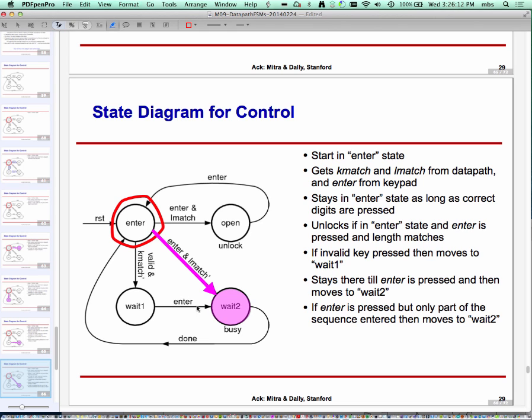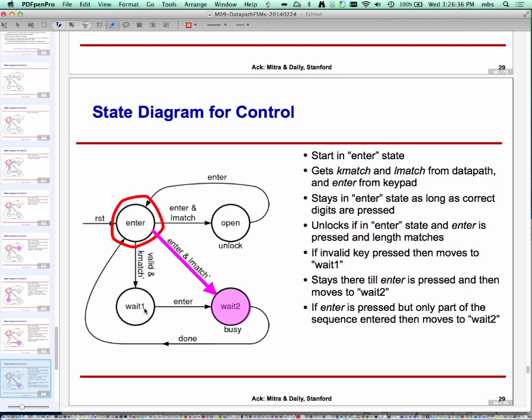So for example, what may happen is my code was 1, 2, 3, 4, 5, 6, 7. What I did was I pressed 1, 2, 3, 8. So 8 is invalid. So upon pressing of 8, I'll go from here to this wait 1. And then I will wait there. The user may press other keys, like 1, 2, 3, 4, 8, 5, 6, 7. It may keep pressing keys. At some stage, it's going to press enter.